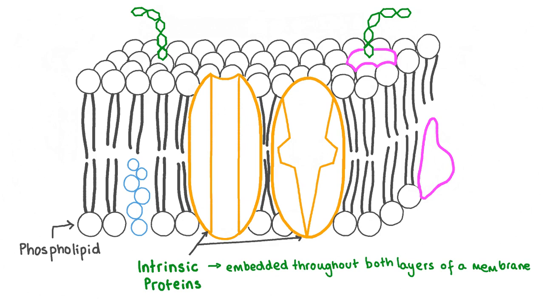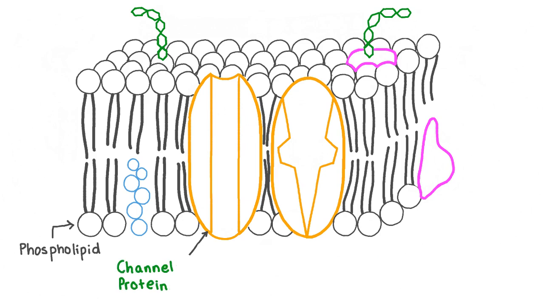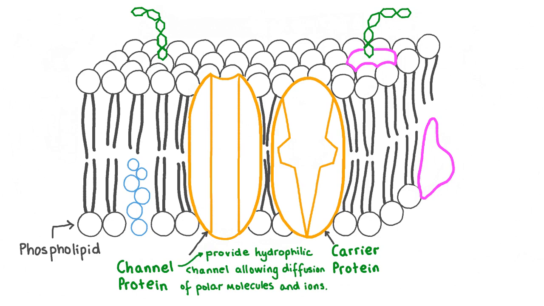There are two main types of intrinsic proteins: channel proteins and carrier proteins. Channel proteins provide a hydrophilic channel, which allows the diffusion of polar molecules and charged ions through the plasma membrane down or along their concentration gradient. These substances, like this positively charged sodium ion for example, would otherwise not be able to be transported across the membrane due to the hydrophobic nature of the phospholipid tails. Thankfully, the channel proteins provide them with a hydrophilic channel through this hydrophobic region, allowing them to move passively by diffusion from an area of their high concentration to an area of their low concentration.